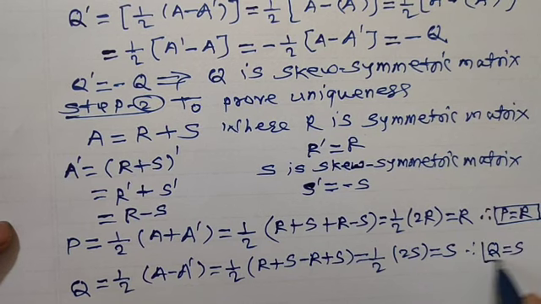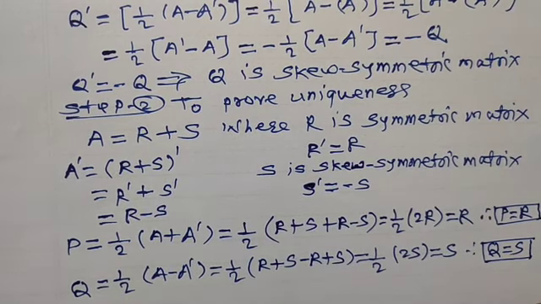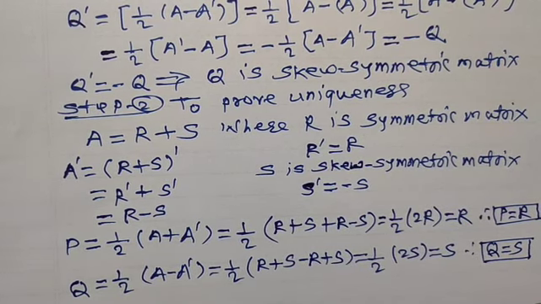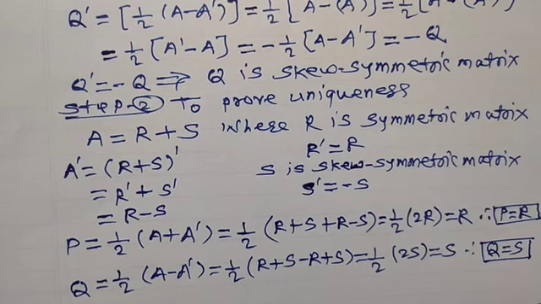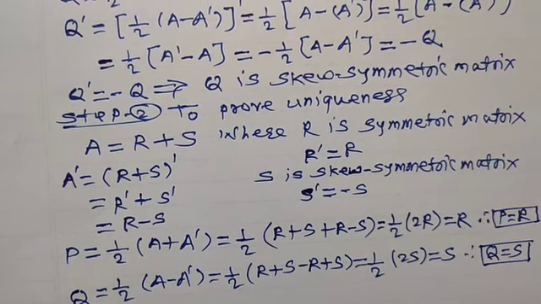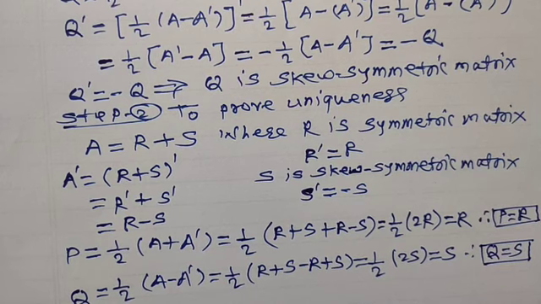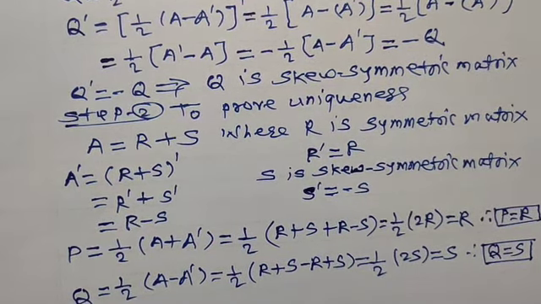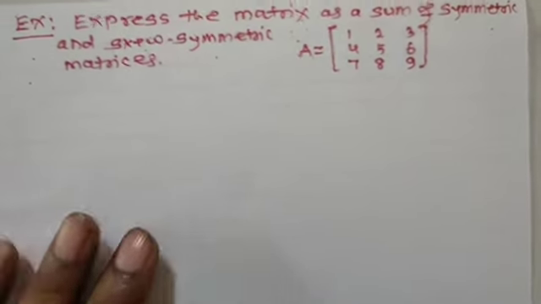In this way, this gives uniqueness of the expression of matrix A, that is A is equal to P plus Q is equal to R plus S. This is the proof of uniqueness. Okay, let us solve a problem on the same property. Let us solve this sum.